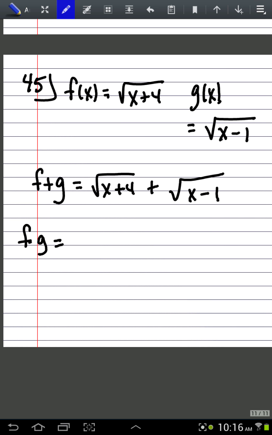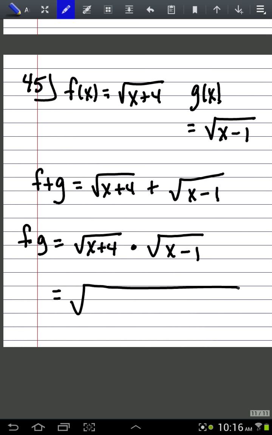So f times g, all right, let's multiply them. Square root of x plus 4 times the square root of x minus 1. Now, can I leave that one like that? No, because you can actually multiply that. Okay? So we'll multiply this. It's going to be under a big honking square root here, still. All right, but we could FOIL this out, couldn't we?